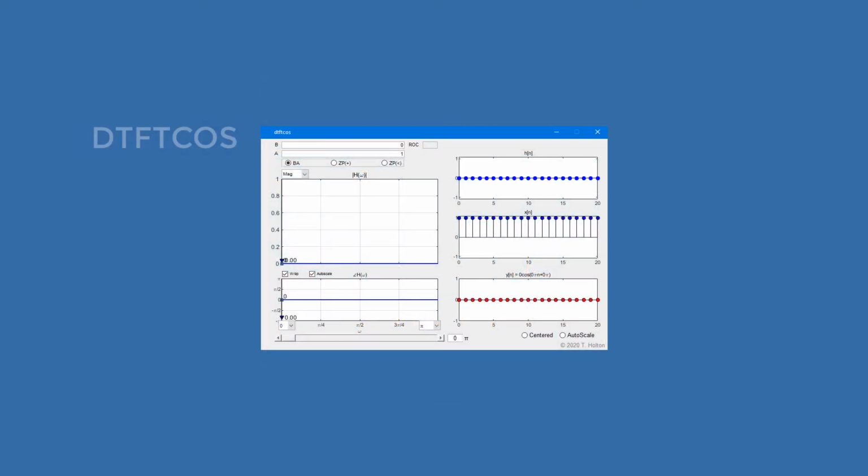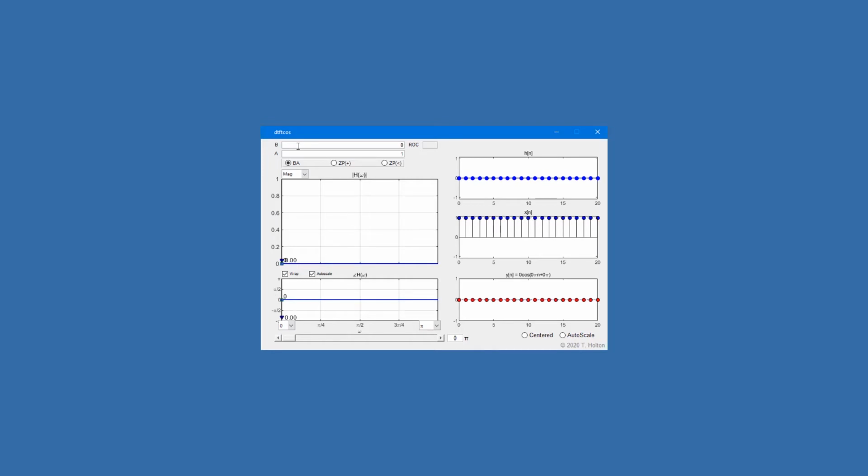This program, DTFTCOS, demonstrates the response of an LTI system specified by an impulse response, h of n, and its DTFT, magnitude and phase, to a cosine. You specify the system by means of these two vectors here, b and a, which are the coefficients of the numerator and denominator polynomials of h of z in terms of powers of z to the minus 1.